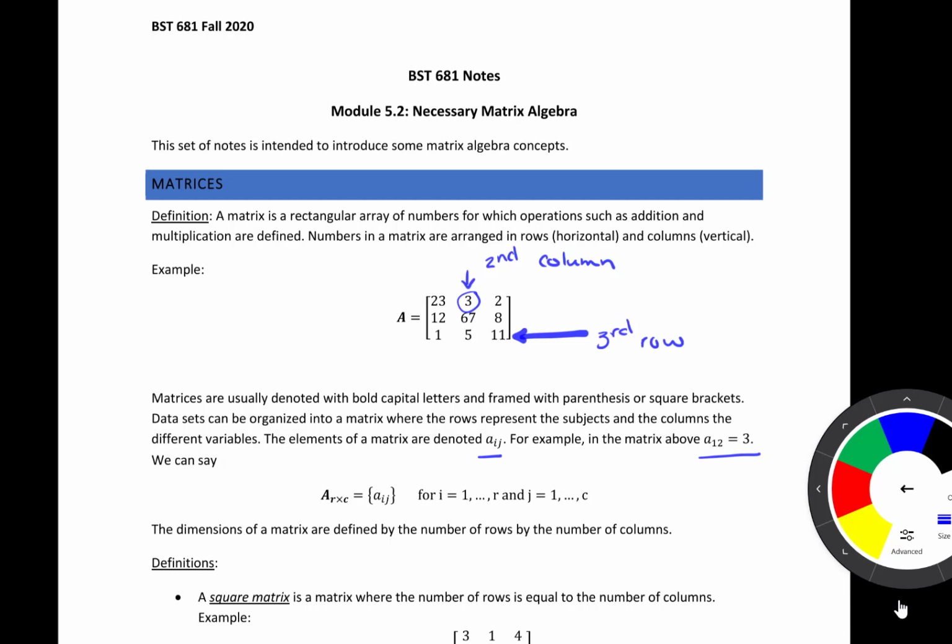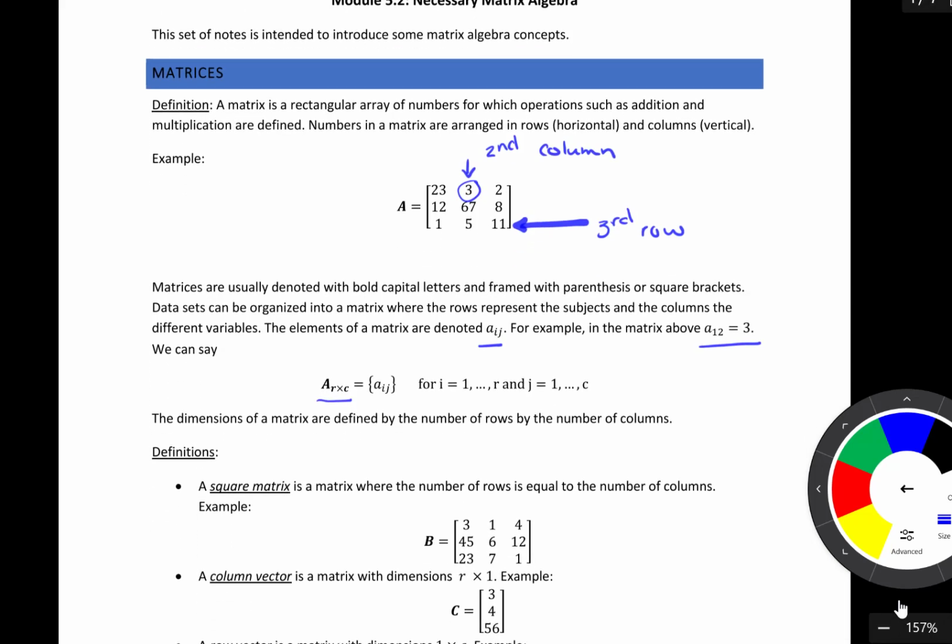So we can say that the matrix, which is an r by c, where little r represents the number of rows and little c represents the number of columns, is equal to the set, so those curly brackets mean the set, of all of the elements for i equal to 1 up to the number of rows, and j equal to 1 up to the number of columns. And then the dimension of a matrix is defined by the number of rows by the number of columns. So for example, matrix A that we have up above has 3 rows and 3 columns, so we would say that it is a 3 by 3 matrix.